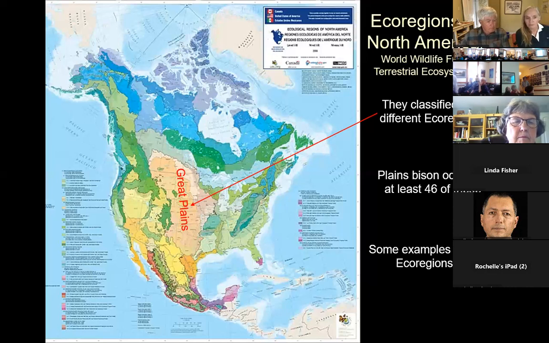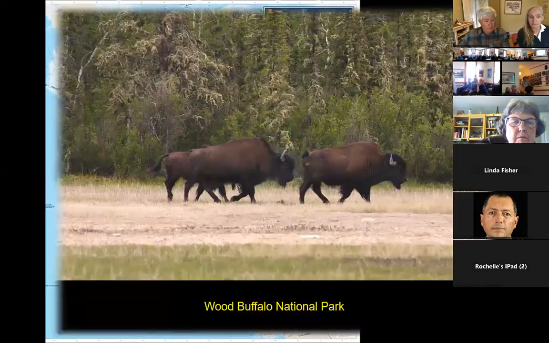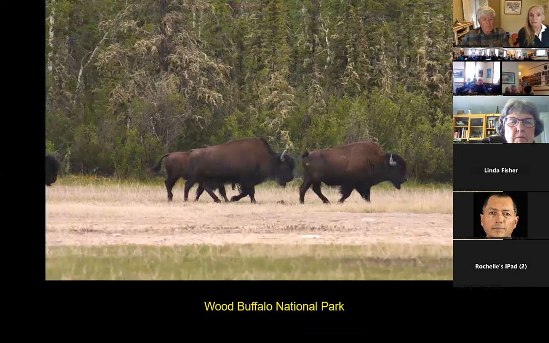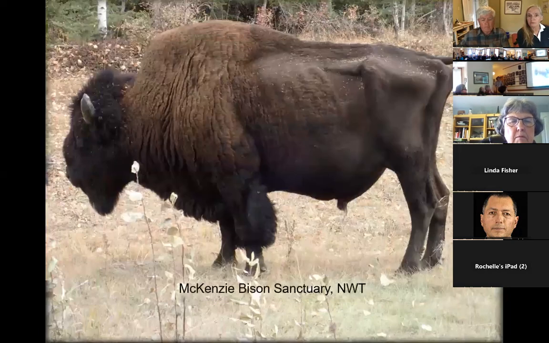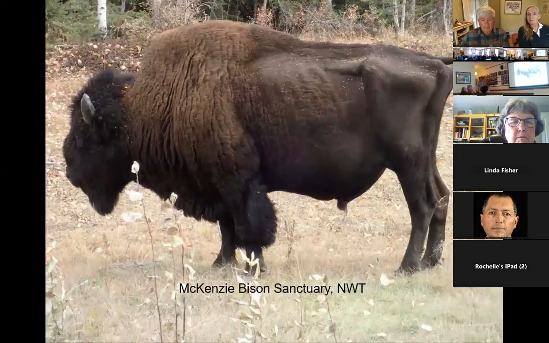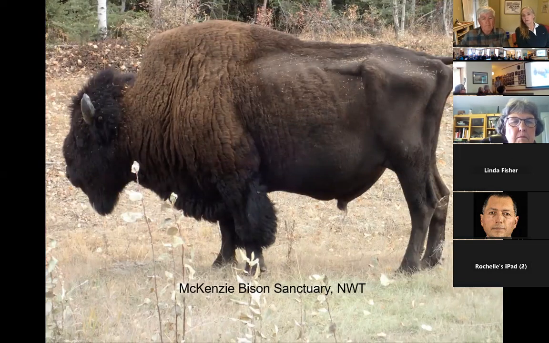So examples of these ecosystems, you can just slowly click through each of the next. Wood Buffalo National Park, which is a group of young bulls. Mackenzie Bison Sanctuary, just pause there for a second. In 1905-1906, we're at the smallest part of the wood bison population in North America.